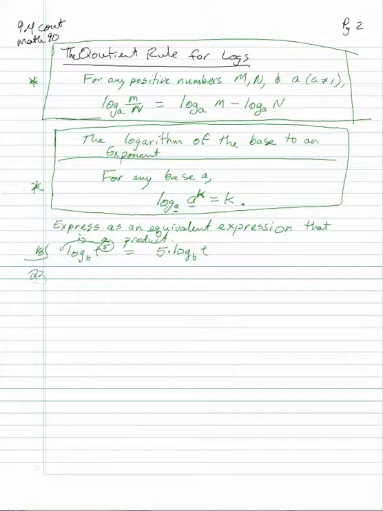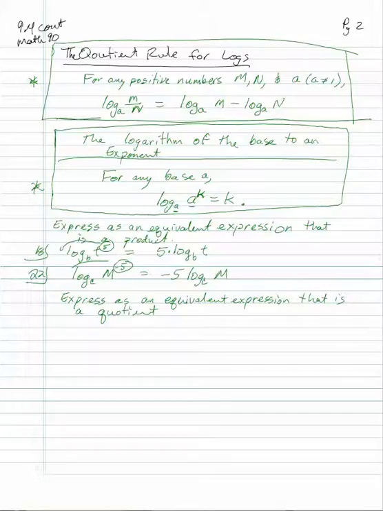Number 22, log base c of m to the negative 5. Take that negative 5, bring it out in front. So it's negative 5 times the log base c of m. And that's it.